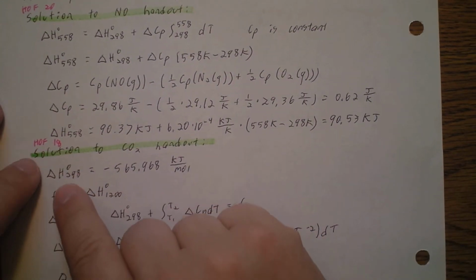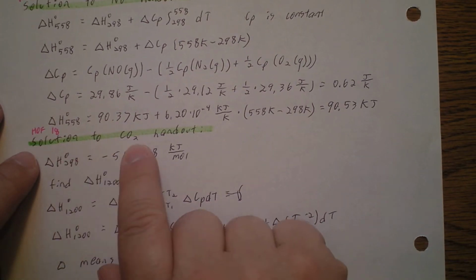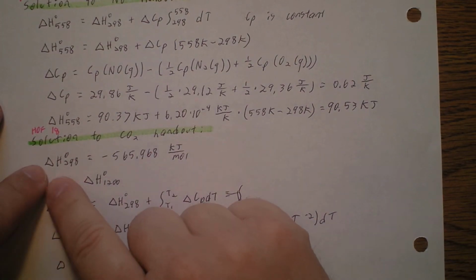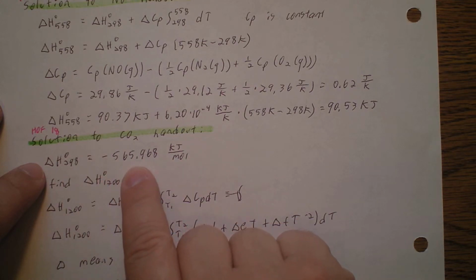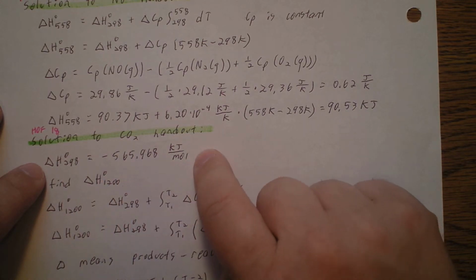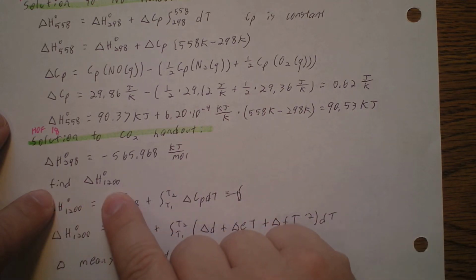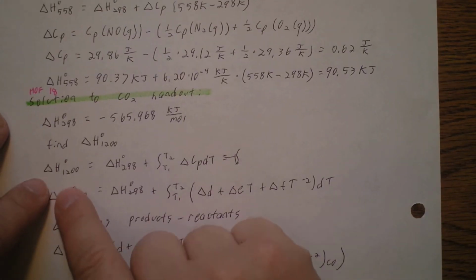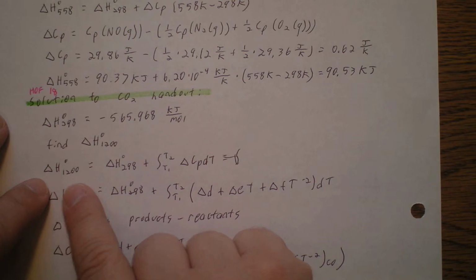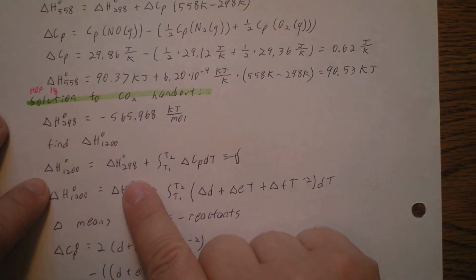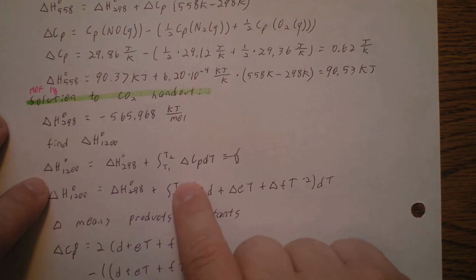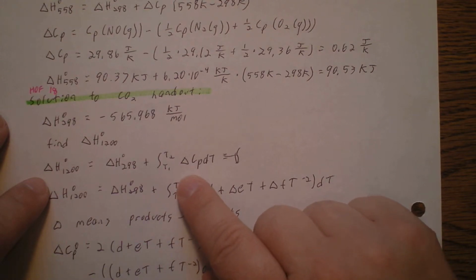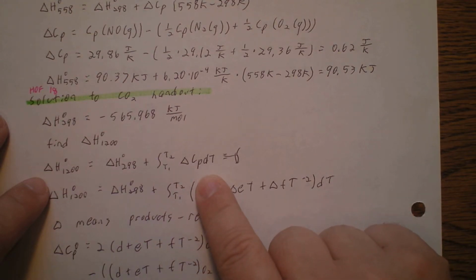Let's see handout figure 18, and we'll talk about carbon dioxide. So what's the change in the enthalpy at 298? It's minus 565.968 kilojoules per mole. We want to find it at 1200 kelvins. So the change in the enthalpy at 1200 kelvins is going to be the change in enthalpy at 298 kelvins plus the integral from state 1 or temperature 1 to temperature 2 of the change in the heat capacity dT.